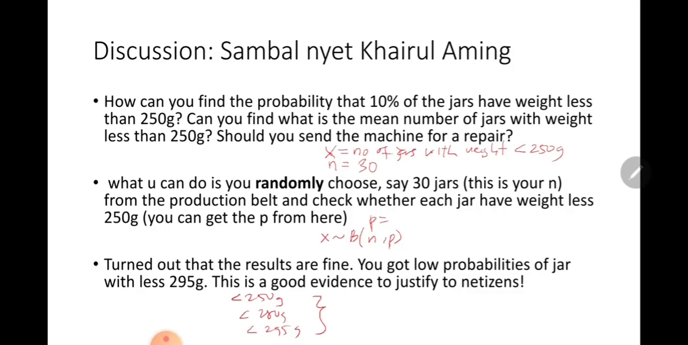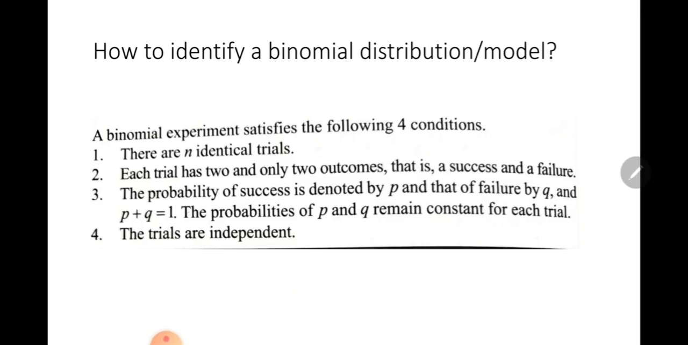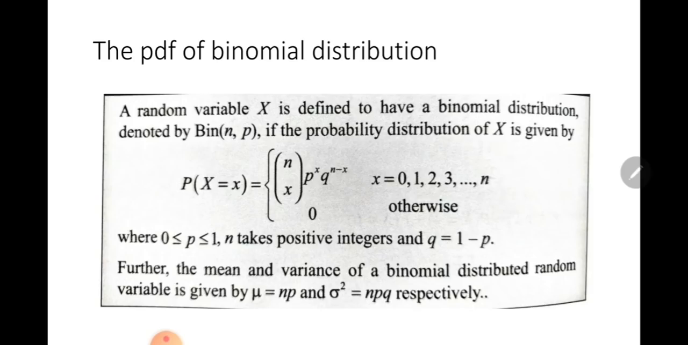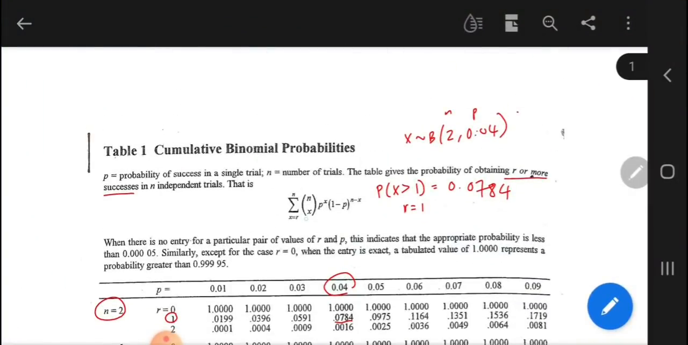So let's just recap. The very important thing about binomial is the conditions. You have to remember all these four so that you can identify whether the experiment or trials follow the binomial model or not. And actually you don't need to memorize the PDF, because it's in the statistical book, it's here at the top. So that's the PDF of the binomial table.